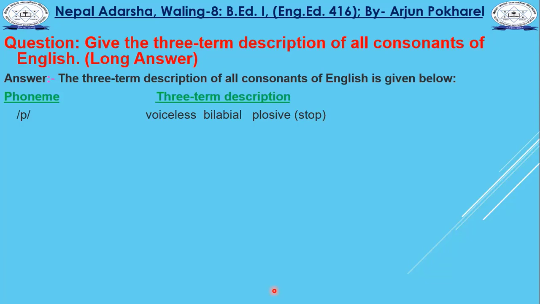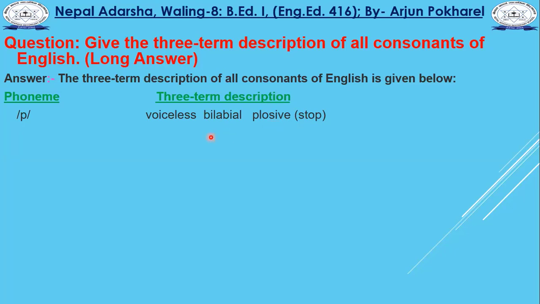Now see here, pa. Pa is voiceless bilabial plosive, or stop. Voiceless is in terms of voicing, then place of articulation, and manner of articulation. Don't write manner of articulation first, such as stop and then voiceless and bilabial. You have to follow the same order.